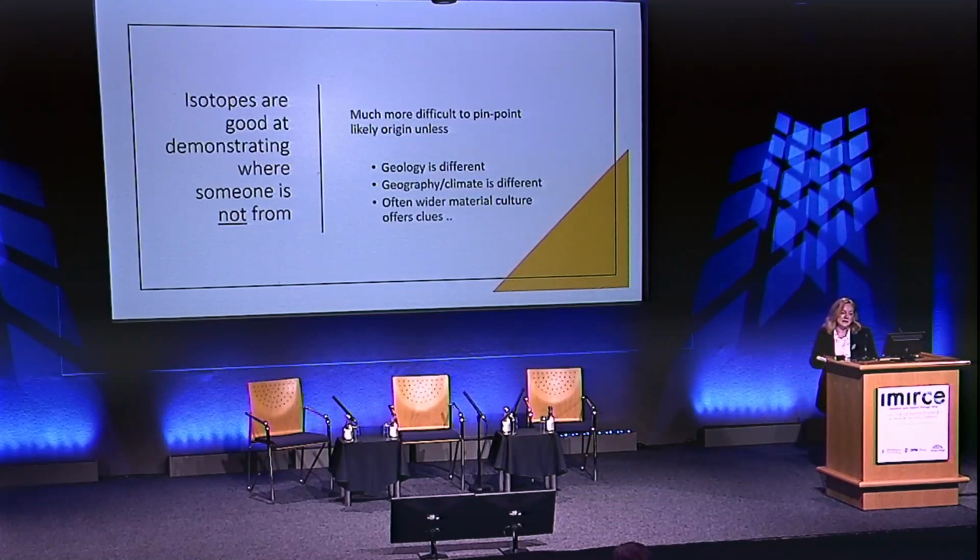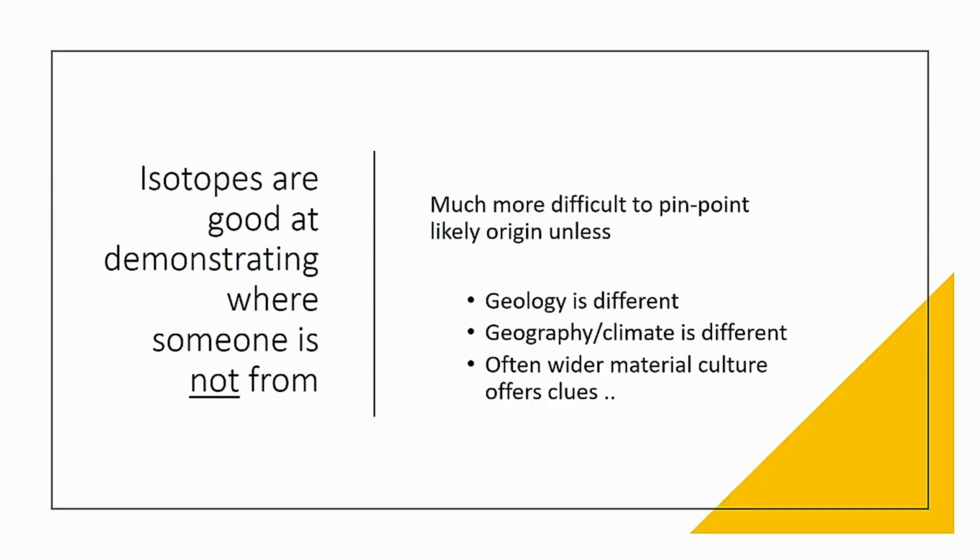And I'll start at the very outset by saying that isotopes are very good at demonstrating where someone is not from. It's one of those things that people expect that we're able to say where somebody actually originated. But as far as the work is concerned, origin and identities are two completely different things. Our origin is fixed, as we'll see, and it's fixed as chemical traces in our bodies. But our identities are fluid, they are malleable, and they change over many times and depending on where we are.